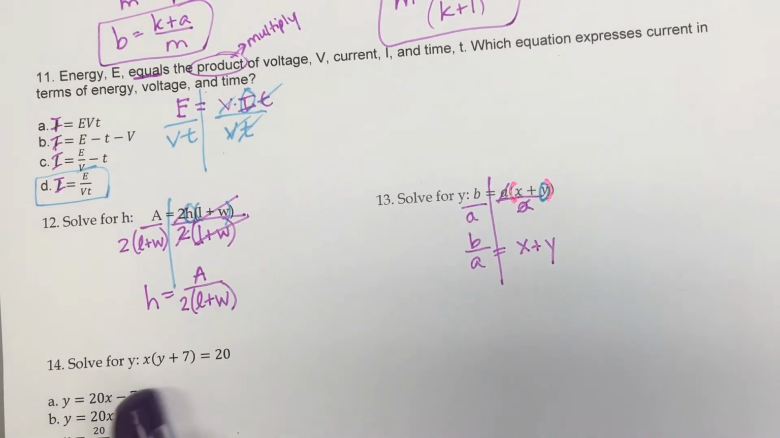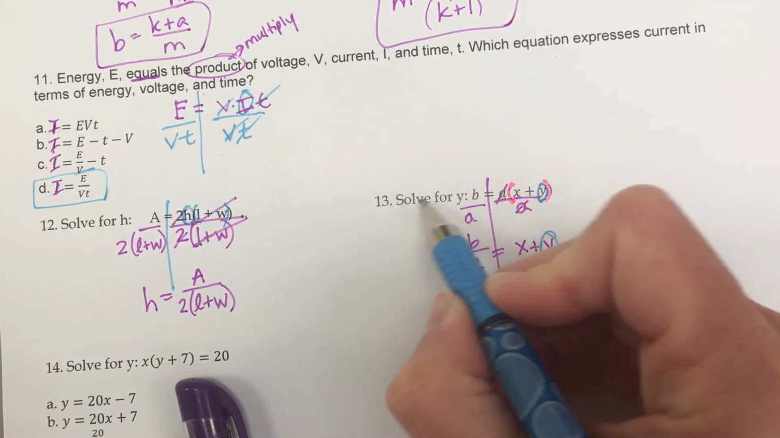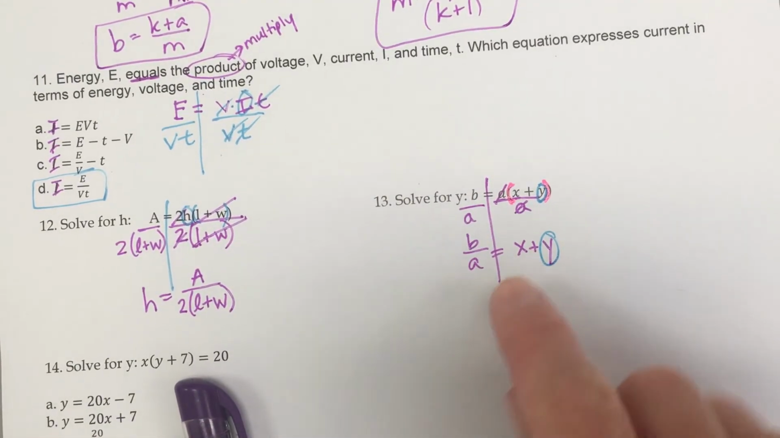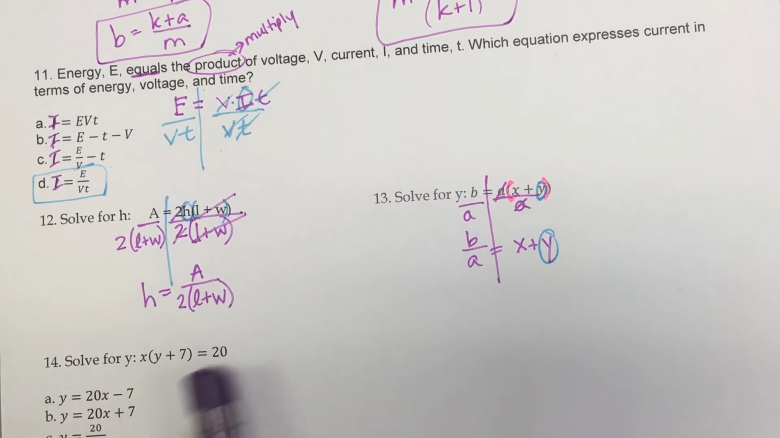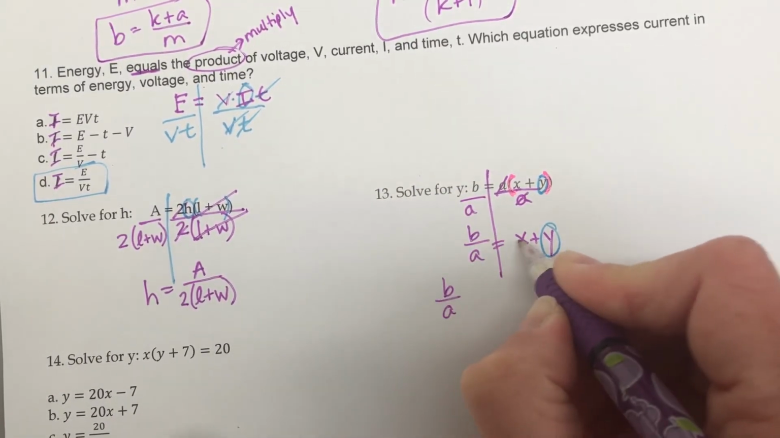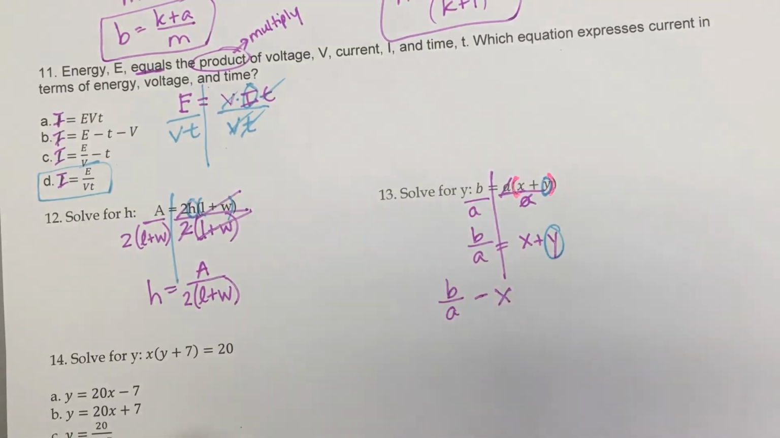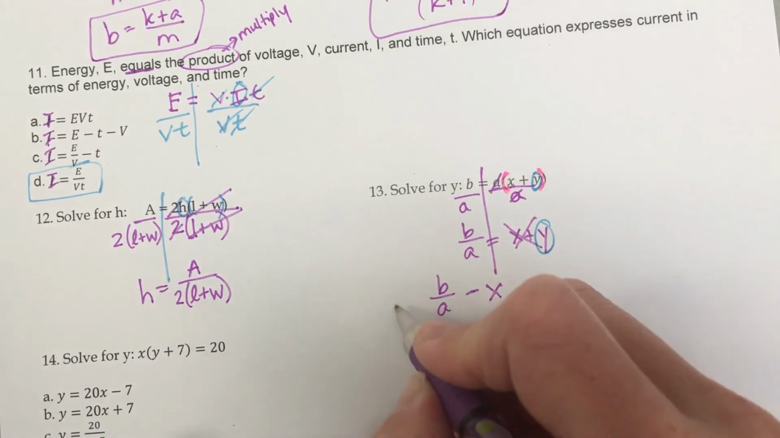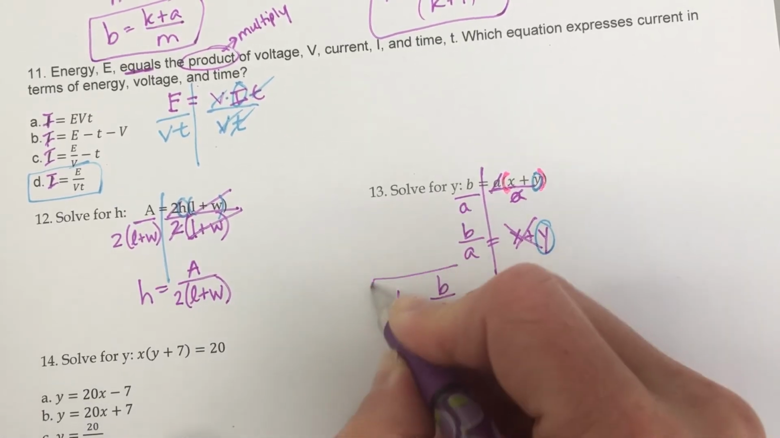And remember, I'm trying to get y by itself. It said solve for y. So now to get rid of plus x, you minus x. And look how they're going to write it. They're going to do b over a minus x is how they're going to write the answer. So to get rid of plus x, they're going to minus x. And remember, it's going to be y equals in front.